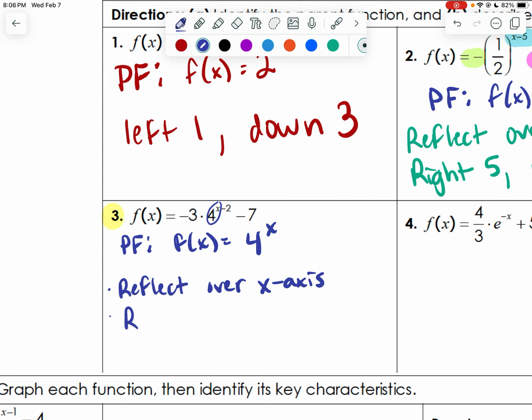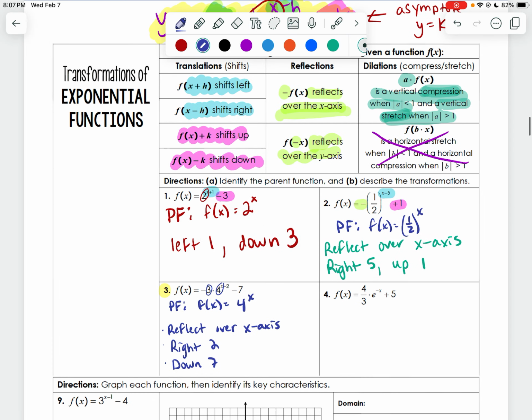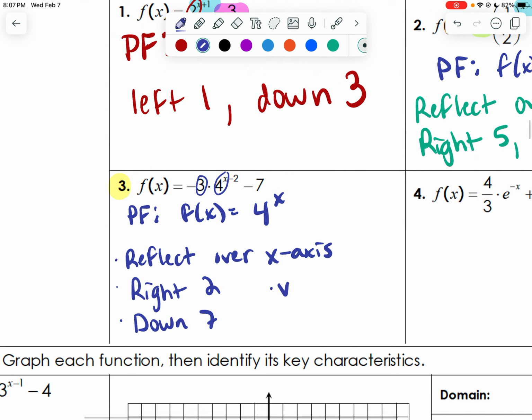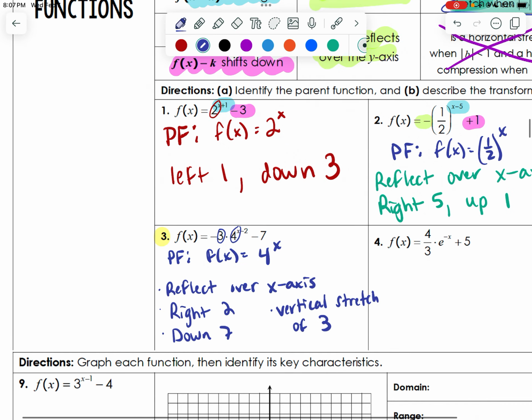Okay, we are also going right 2, down 7, but we also need to do something with this 3. And we're just looking at the absolute value of that. So since that absolute value is bigger than 1, hopefully you said that that is a vertical stretch, right? 3 is bigger than 1. So the whole graph would just get stretched by 3. Okay? You can do number 4.